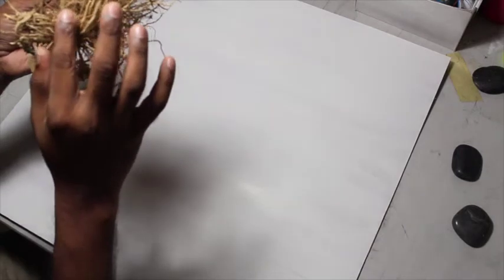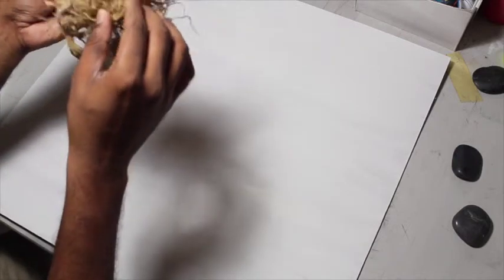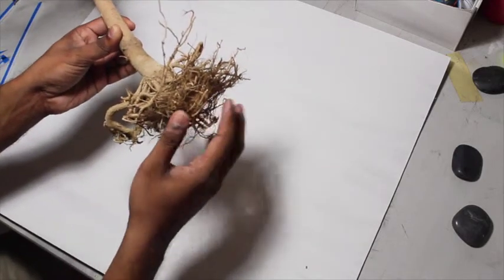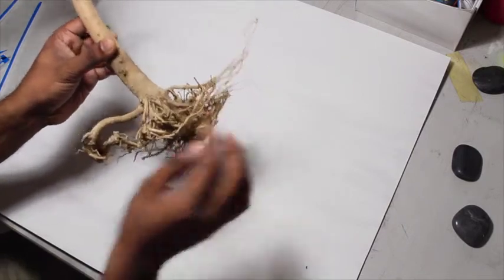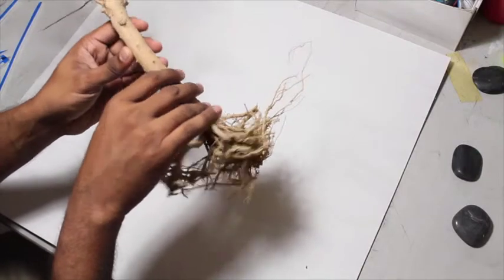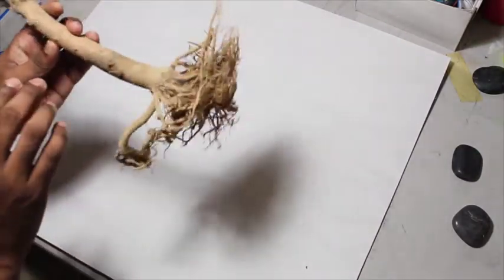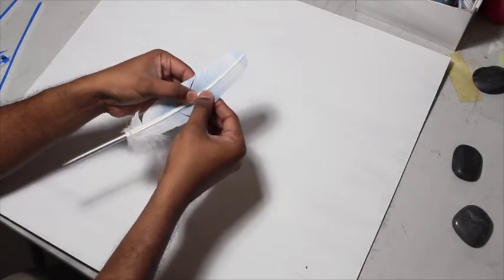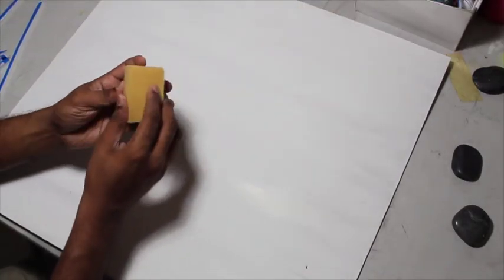Texture is very, very important. You need texture. You can find texture from anywhere. You can find texture from roots, for example. If you really zoom in closer into roots and stuff like that, you could find really interesting texture. And even on the surfaces of trees, these are textures too. Now you can find textures even in other materials, like feathers, and you can even find textures from a piece of sponge. So there's no limit to where you can find textures.